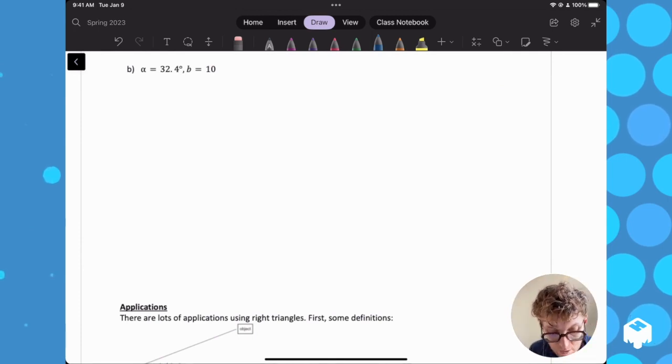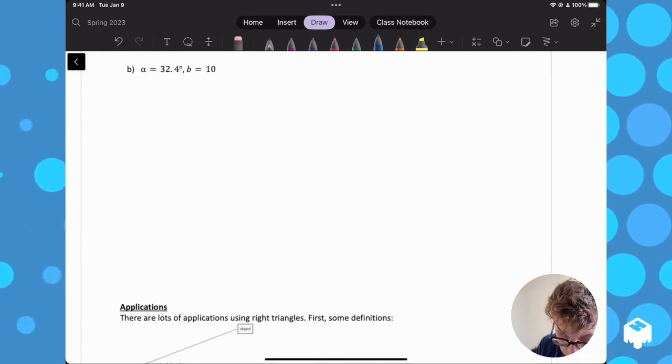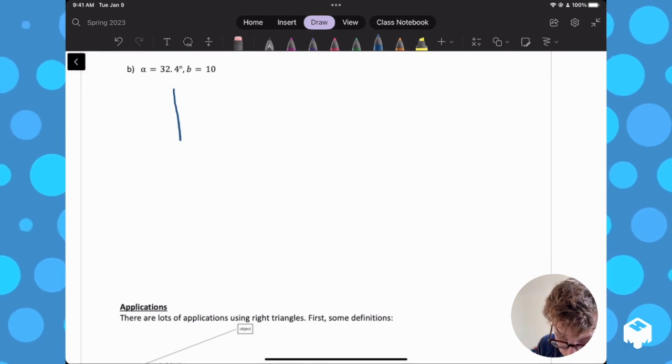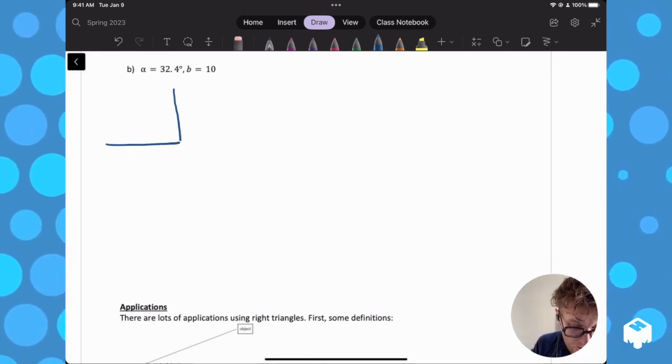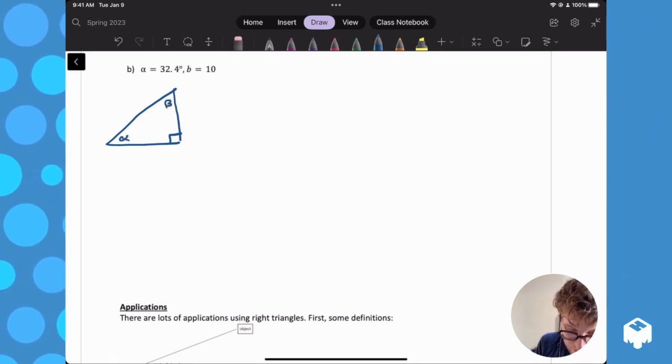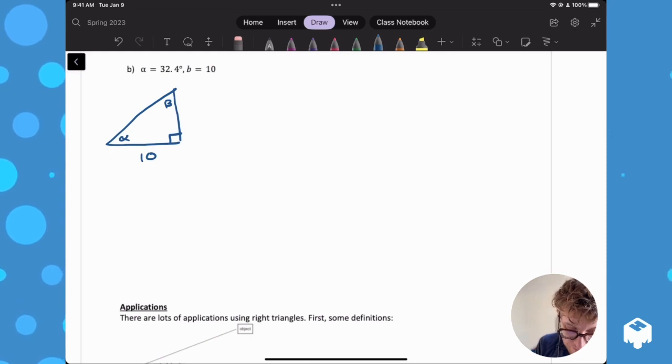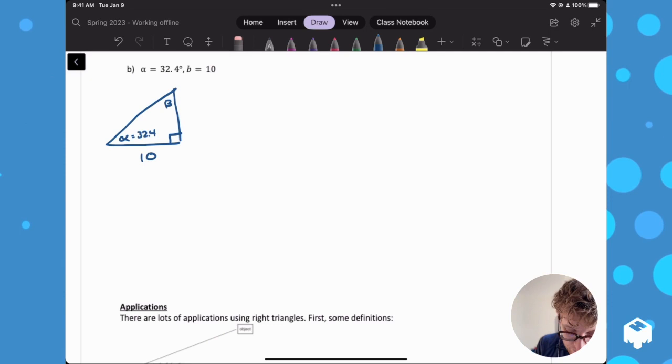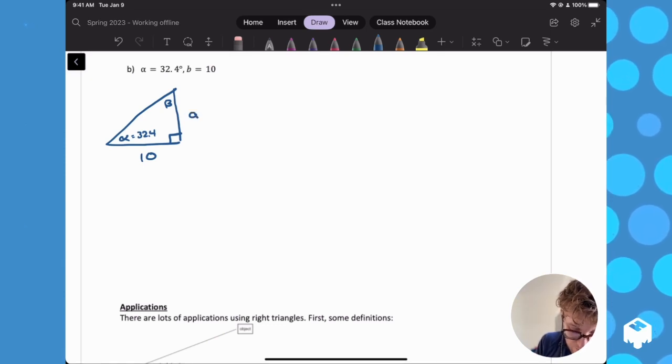All right, so let's solve this triangle here. So I'm going to draw the triangle. And we'll set this side alpha, beta. This side is 10. This angle is 32.4. So I'm missing A, I'm missing C.